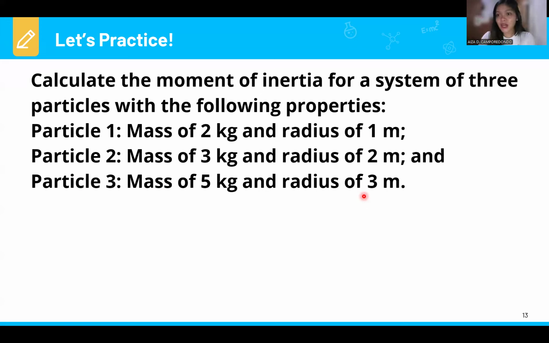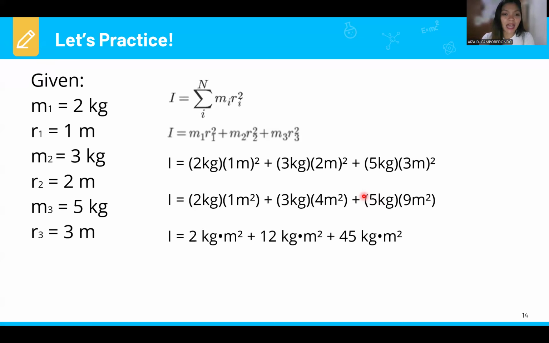Now, in answering this one, we need to list the given value first. After that, since we have the given, we're going to use the moment of inertia is equal to the summation, over the total number of particles, of the mass of the i-th particle multiplied by the radius of the i-th particle squared. And this formula can actually be expanded. So in this case, this is the expanded version of this formula.